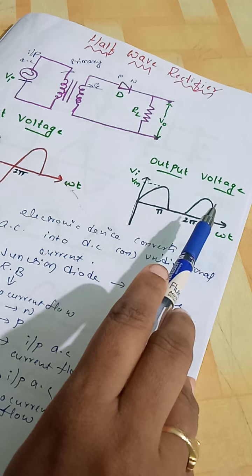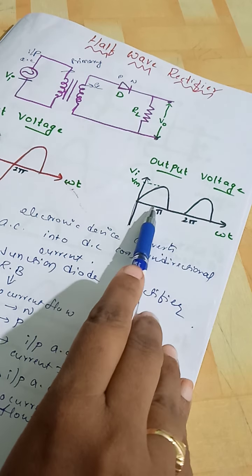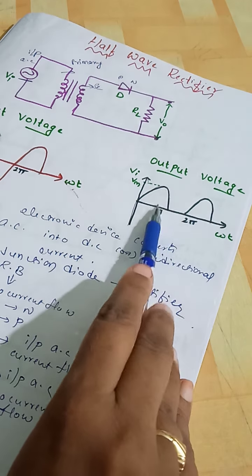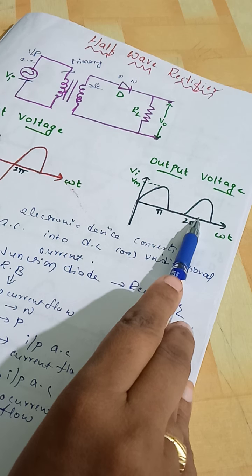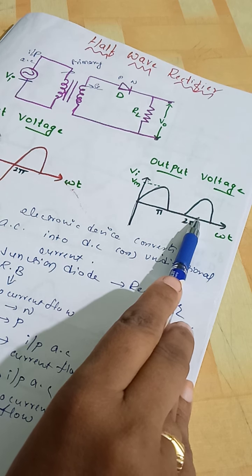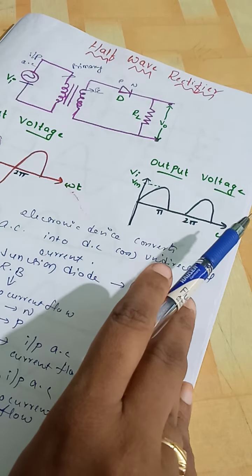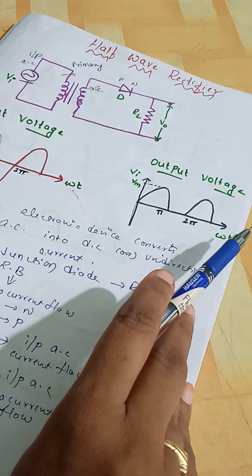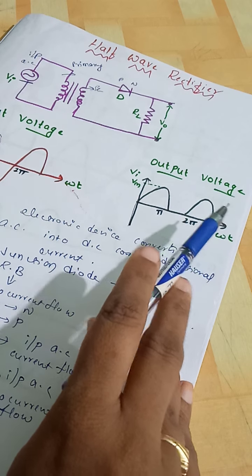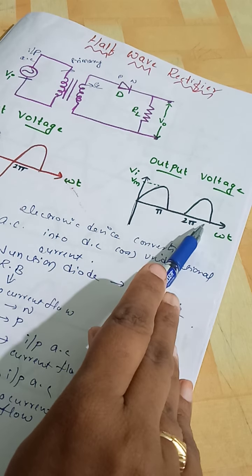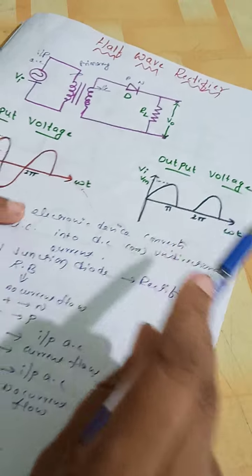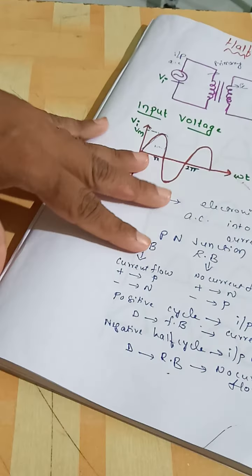Why we are using the word half? Because here only half of the cycle, that is the positive cycle, is utilized to get output. In negative cycles we are not having any output, only half of the AC, that is the positive cycles, are giving the output. So this is about half wave rectifier.